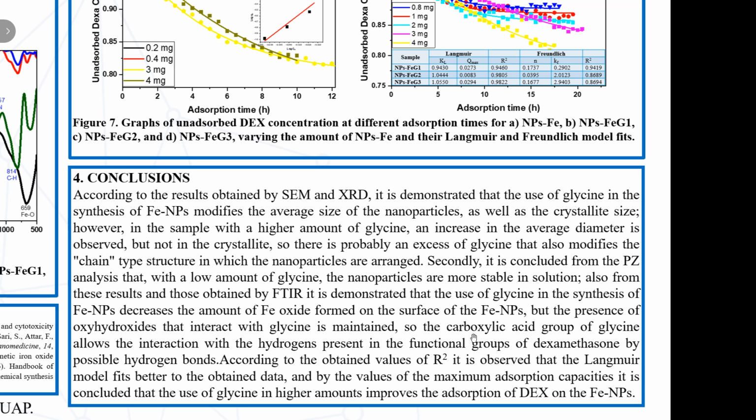So the carboxylic acid group of glycine allows the interaction with the hydrogens present in the functional groups of dexamethasone by possible hydrogen bonds. And according to the obtained R squared values, it is observed that the Langmuir model fits the obtained data better. From the values of the maximum absorption capacities, it is concluded that the use of glycine in higher amounts improves the absorption of dexamethasone on iron nanoparticles. And thank you very much.